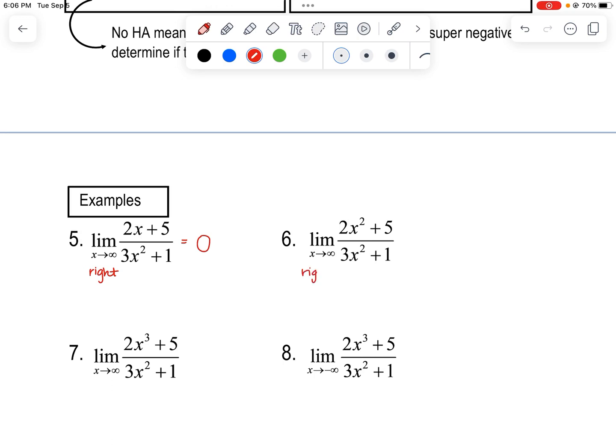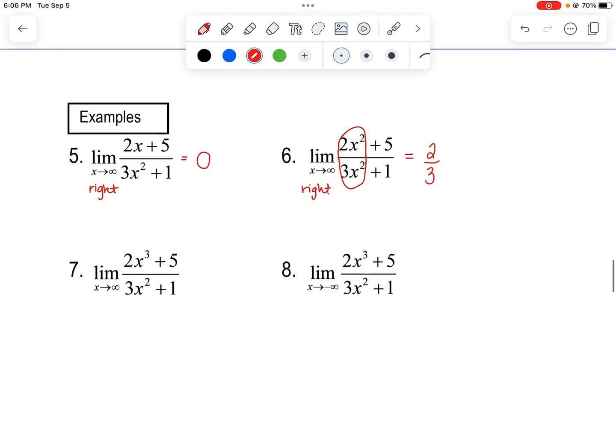Number 6 is also asking about the right arrow, but this one has degrees that are the same. And since the degrees are the same, there's a horizontal asymptote at 2/3. And so that right arrow will be approaching 2/3. It'll be approaching that horizontal asymptote.